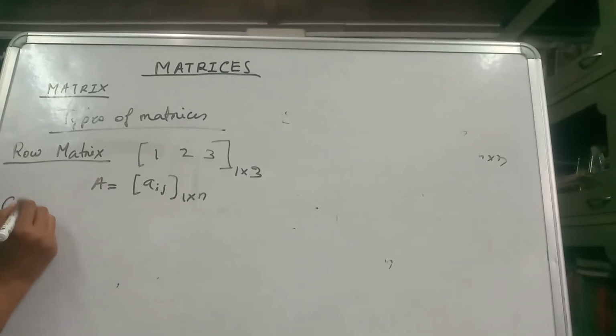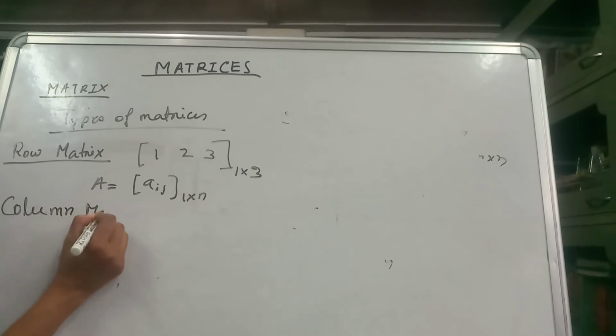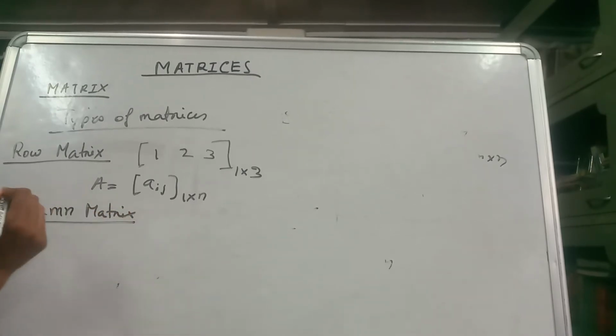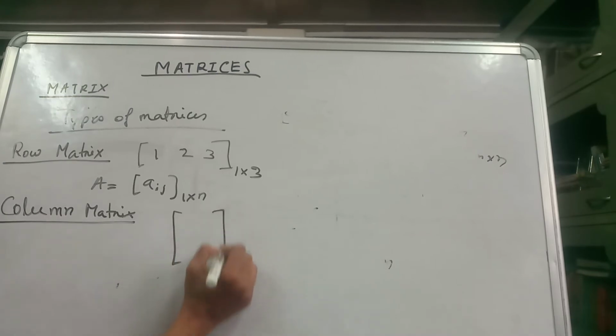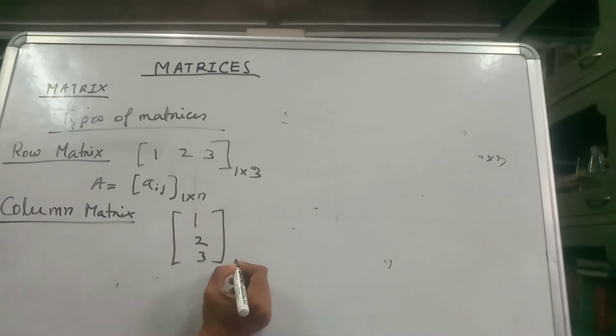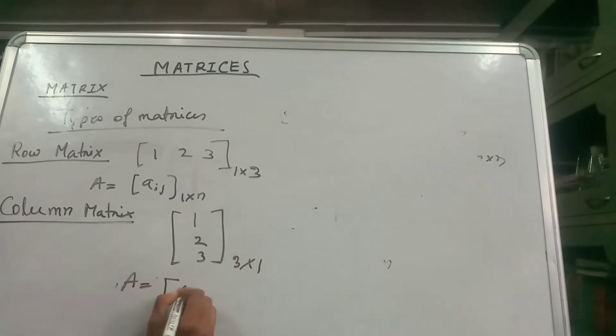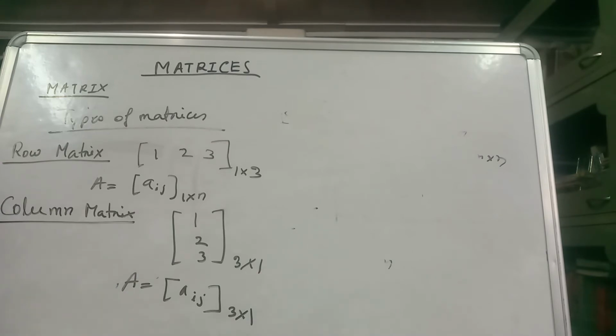Now column matrix. What is a column matrix? A column matrix means the matrix which has only one column, that is 1, 2, 3, and we will write this as 3 by 1, and A equal to aij 3 by 1. This is our column matrix. Notationally I will write this as m by 1. This is our column matrix.